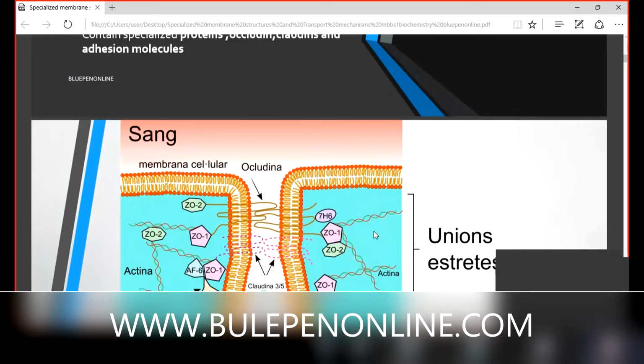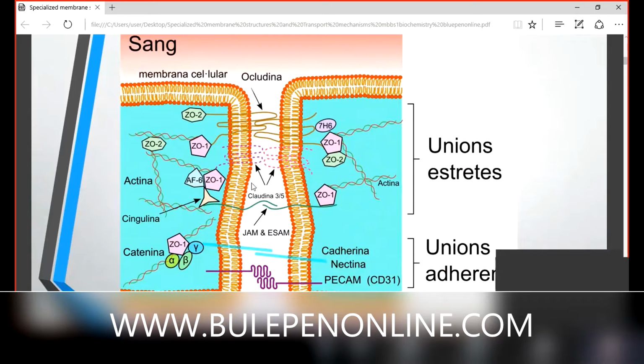You can see from this picture there is a space. This particular area is known as tight junction. You can see the proteins like claudin and occludin that form the tight junctions. You just note the protein names, occludin and claudin. These are the main proteins present in the tight junction. Then what is the role of tight junction? Now we have completed the tight junction as a specialized membrane structure.